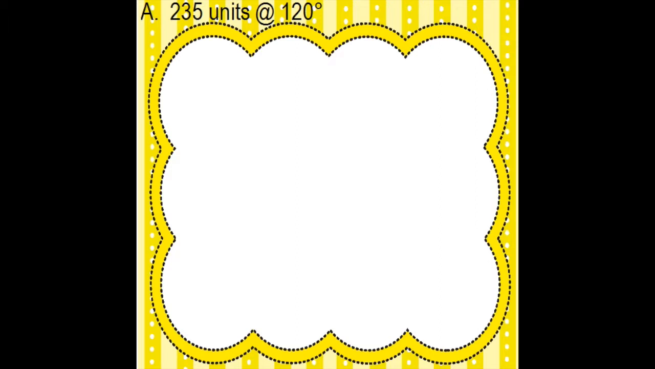Okay, we're going to break a vector into components. So you can see we're starting with 235 units. That's the magnitude of it. That's how long the arrow is, at 120 degrees. That's the direction.